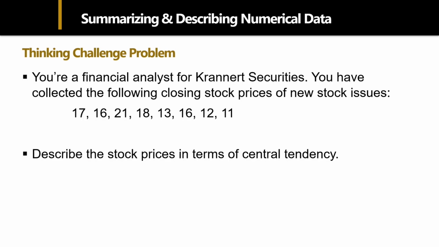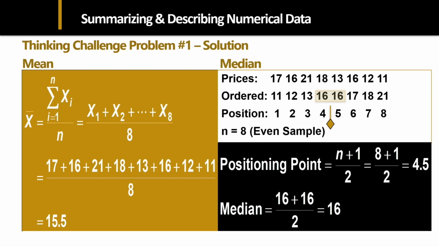Here's a challenge problem. Let's assume you're a financial analyst at Craner Securities, and you've collected some data about closing stock prices, and they're listed here, from 17, 16, all the way to 11. How would you describe the central tendency of this data set? Well, you could do it in one of 2 ways, but both are really applicable. You could take the mean of the entire data set and find out that it's 15.5, but I could take a look at the median as well.